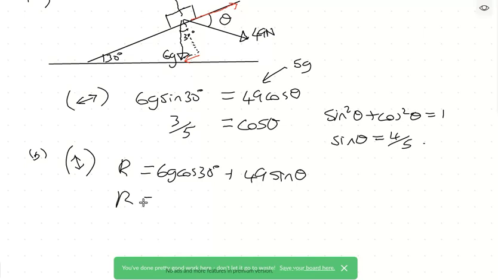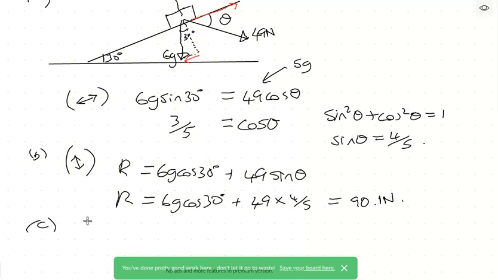And so R equals 6g cos 30 plus 49 times 4/5, which equals, I'm doing it on my calculator, 6 times 9.8 times cos 30 plus 49 times 0.8. I'm getting 90.1 newtons.